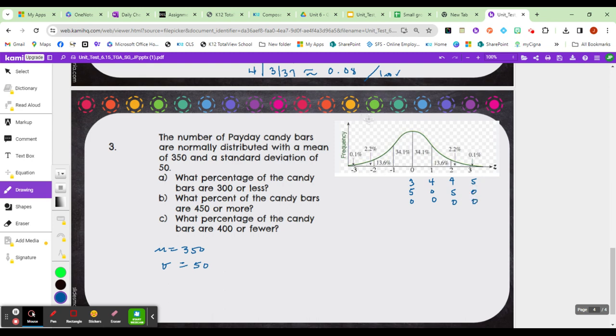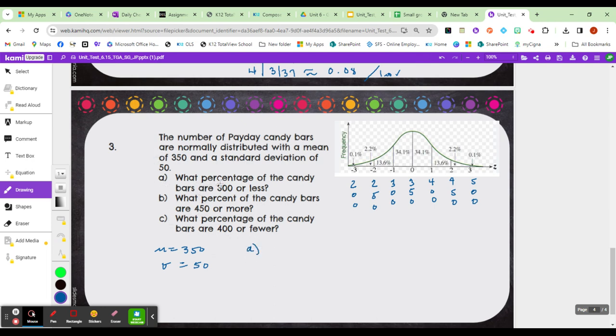I'm going to subtract 50 as I go to the left, so 350 minus 50 is 300. 300 minus 50 is 250. 250 minus 50 is 200. So I've got 350 in the middle, 200 all the way to the left, 500 all the way to the right. So I'm going to do that first, okay? And then I'm going to answer their questions.